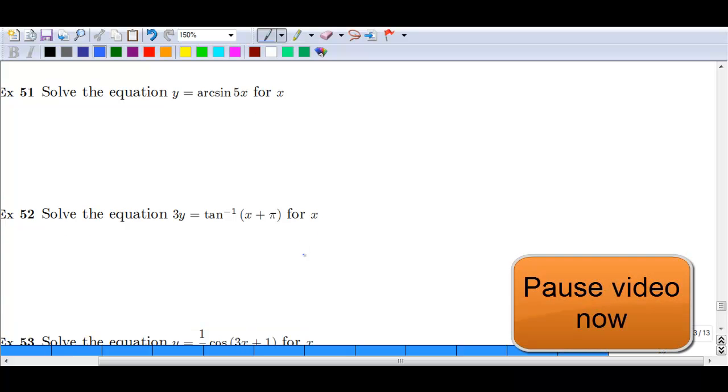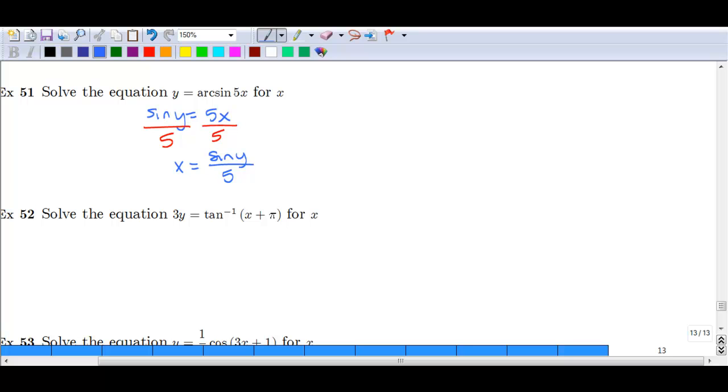I want you to pause the video here and try the next example. So again, we're not going to get a numerical answer for this one. We're just going to rearrange. Again, the opposite of arc sine is sine. So you're going to take sine of both sides. You get sine of y then is 5x. Divide both sides by 5, and you get that x is equal to sine of y over 5.